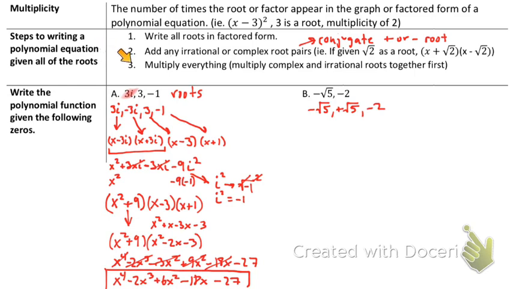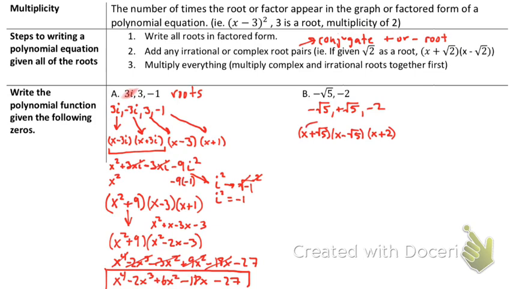Once we do that, we want to write all the roots in factored form. So we're going to have 3 factors. This is now x plus square root of 5. This guy is x minus square root of 5. And this guy is x plus 2. And again, once we have our roots, we want to multiply everything together, but we want to multiply the irrational, in this case, the irrational roots together first.